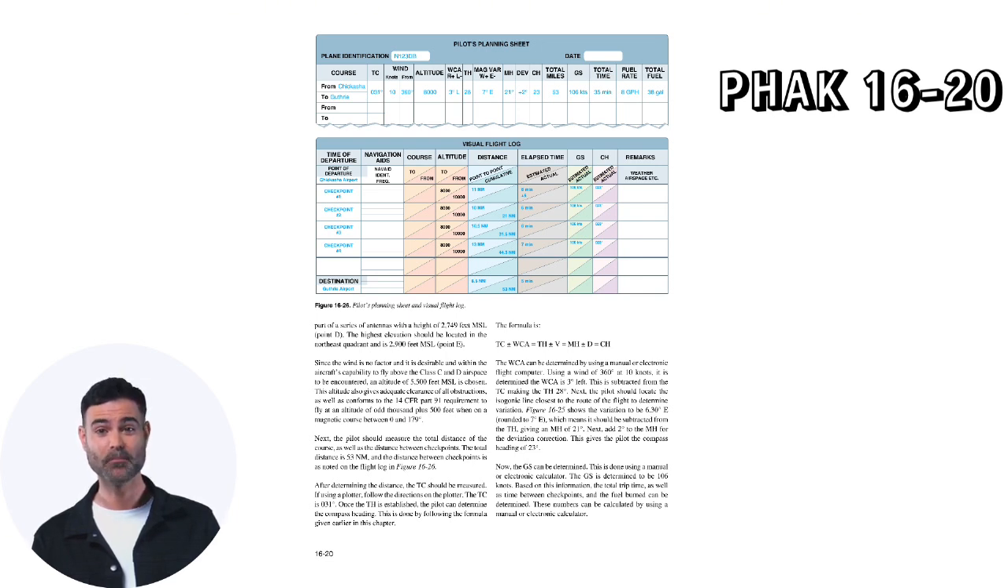Now the GS can be determined. This is done using a manual or electronic calculator. The GS is determined to be 106 knots. Based on this information, the total trip time, as well as time between checkpoints, and the fuel burned can be determined. These numbers can be calculated by using a manual or electronic calculator.